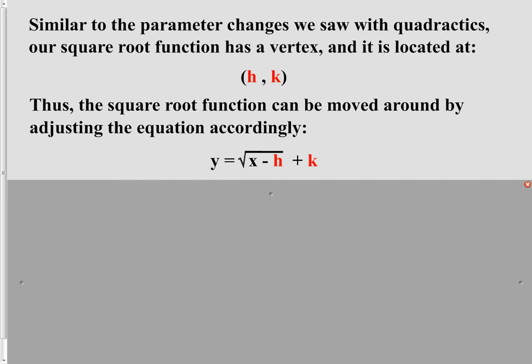So k is a constant that is attached to the end of the expression. Please notice that the signs remain the same as they did with the parabola. Okay, with the negative for the h being built into the formula, the positive for the k being built into the formula.